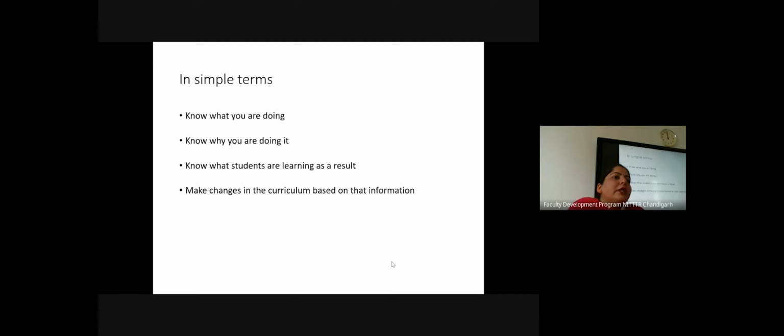It is not only the knowledge that is available with me, but how I'm disseminating that information among the student population as per their level, so that learning results in a classroom environment. Make changes in the curriculum based on that particular information.